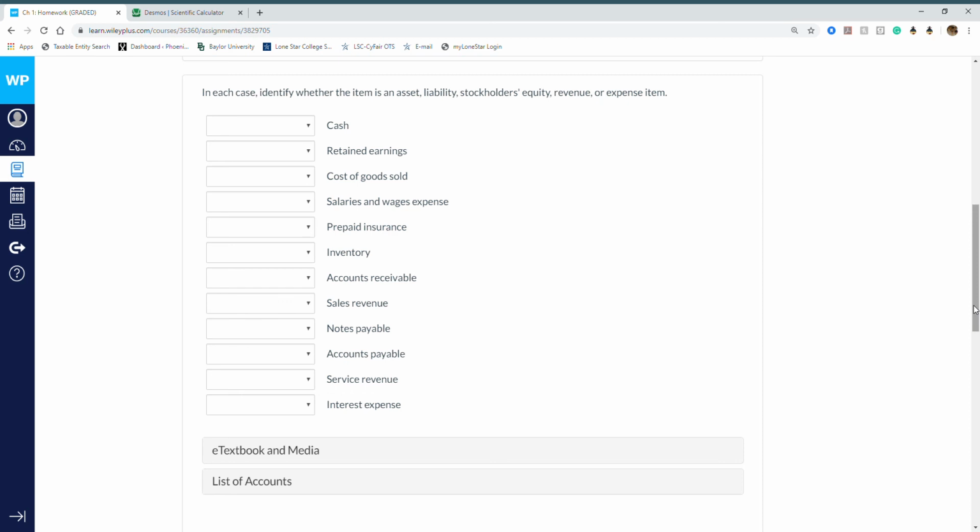Revenue, again, most likely they're going to say revenue for right now. And expense is probably going to say it also. So those two are a little bit easier to do. Again, the only expense that's not going to show up or say expense is cost of goods sold. So again, we will want to select what are they.